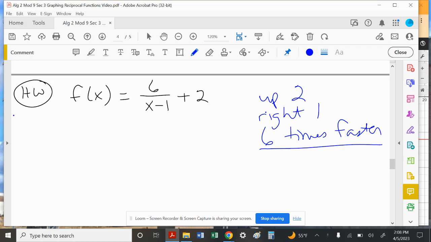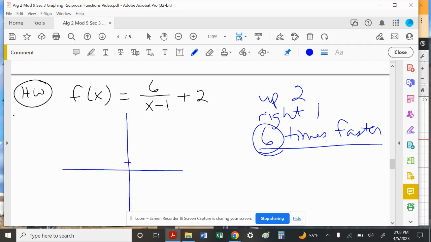Okay, so this one we're going to have to give a general idea. I'm going to show you what it does based on whether it's 6 or a 1, because we're going to graph it with a 1 and then graph it with a 6, and you'll get an idea of what happens when this number is bigger or smaller. So understanding that, we know that it goes up 2. We know it goes to the right 1.